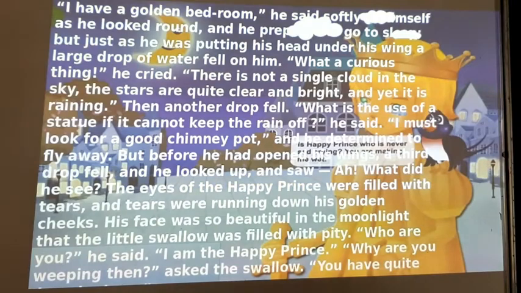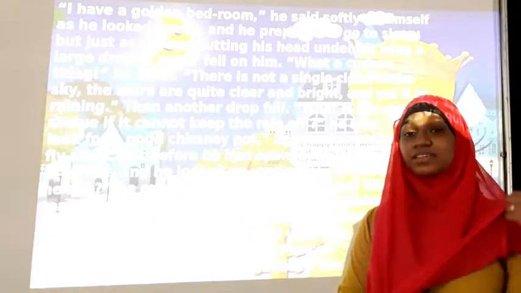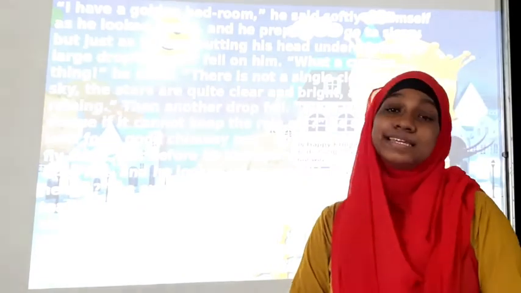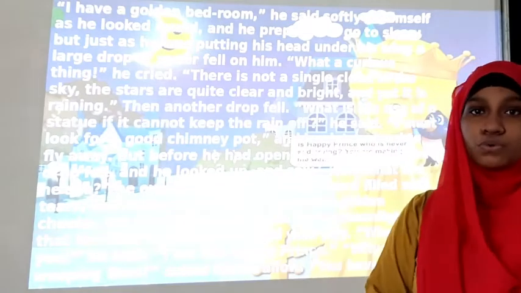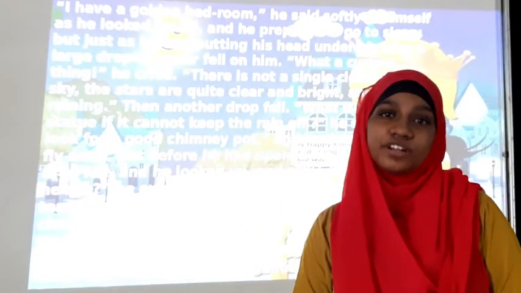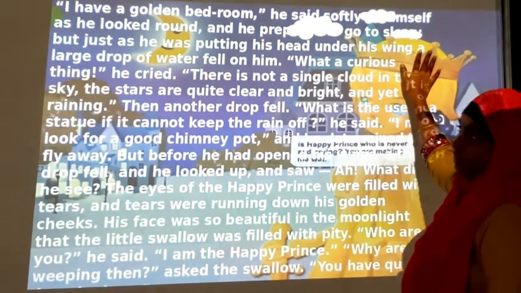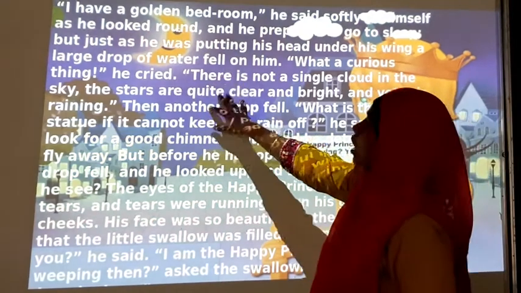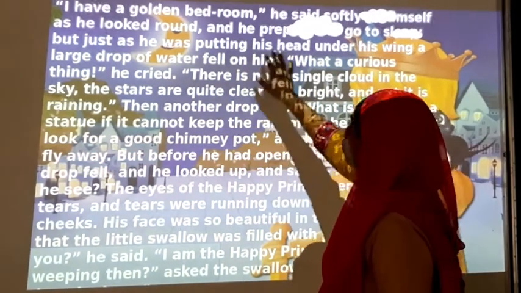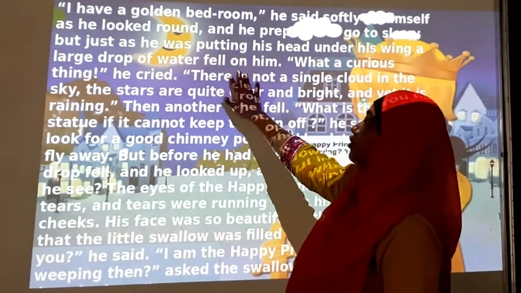You can see here, I have a golden head. So now what happened? The swallow, as a bird, can sleep anywhere. So he is thinking that it was made of gold. So I am sitting over there, which means I am sleeping in a golden bedroom, he said softly to himself. And as he looked round and prepared to go to sleep, just as he was putting his head under his wing, a large drop of water fell on him.